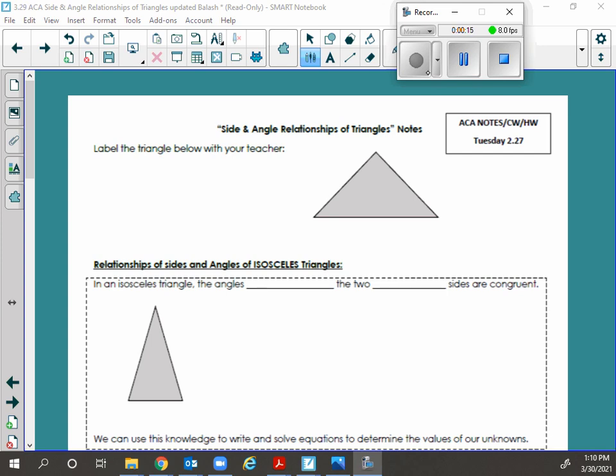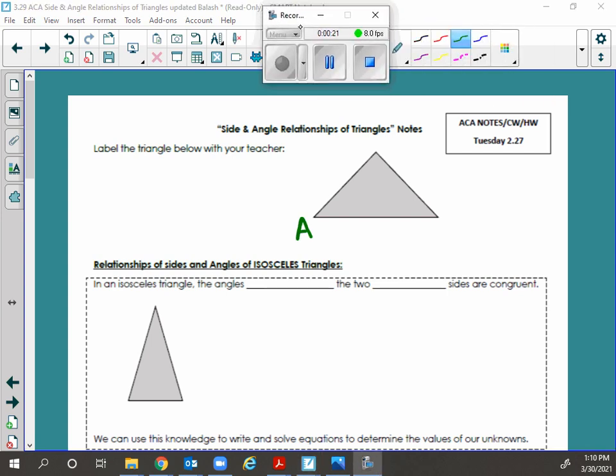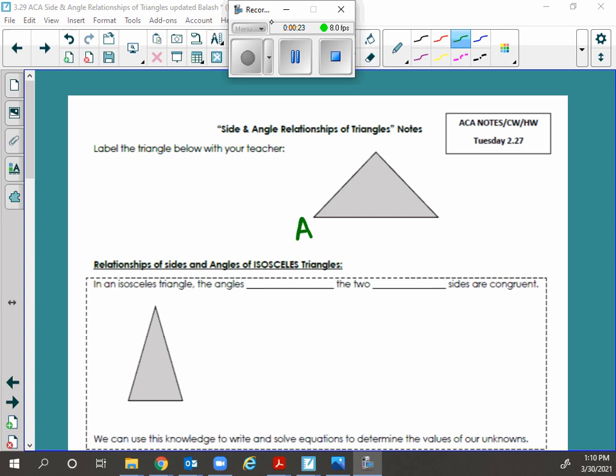So the first thing we're going to do is label the triangle. I'm going to label angle A right here. And angle A is going to go alongside with side A. It's across the triangle. We worked on this yesterday. So side A goes along with angle A. I'm going to switch colors here. I'm going to go over to angle B.